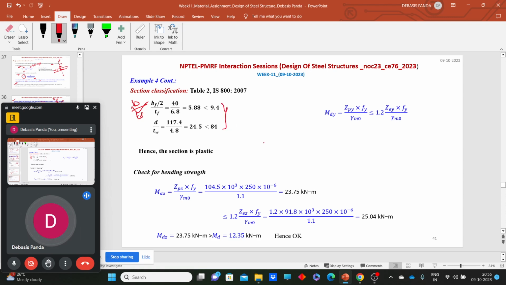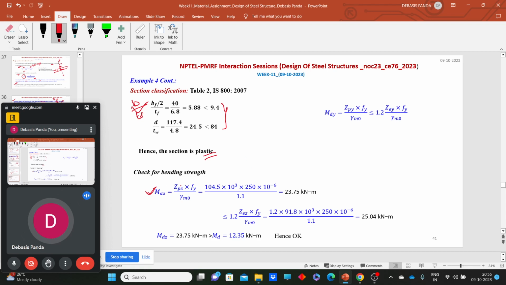This value, bf by 2 by tf, is less than 9.4, and d by tw is less than 84. So we can say this is a plastic section. Now we need to check for bending strength. How can we calculate the bending strength?